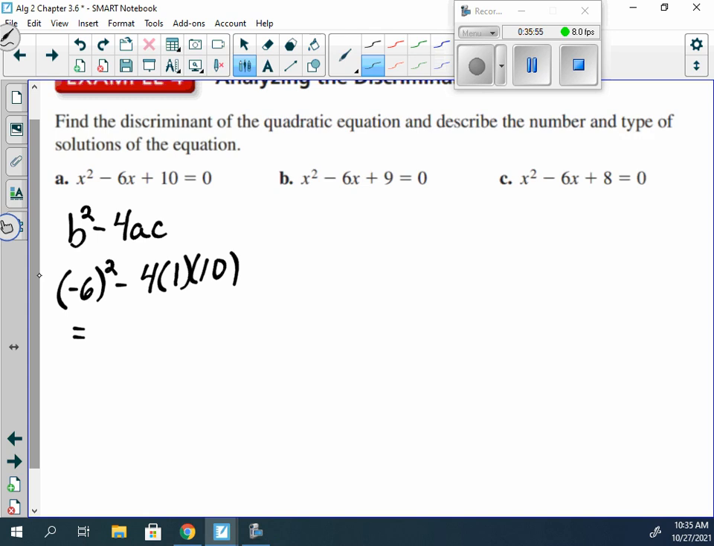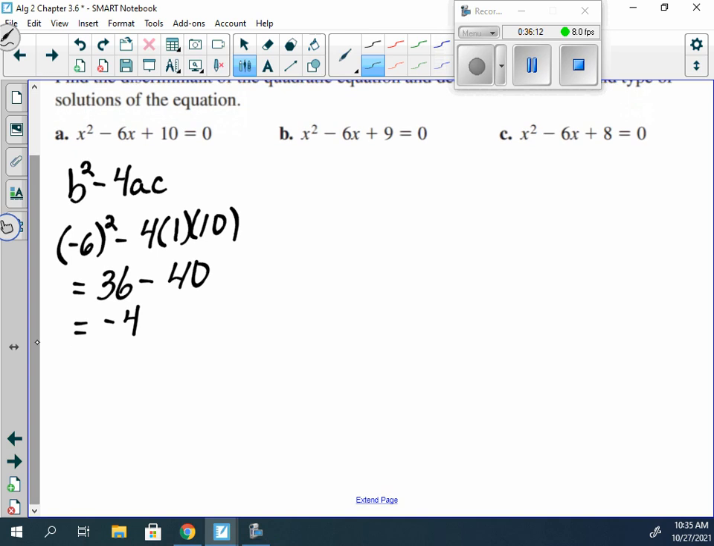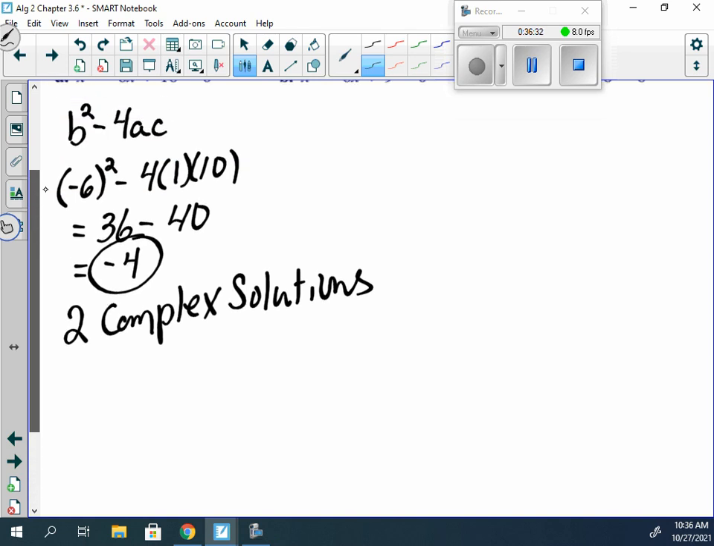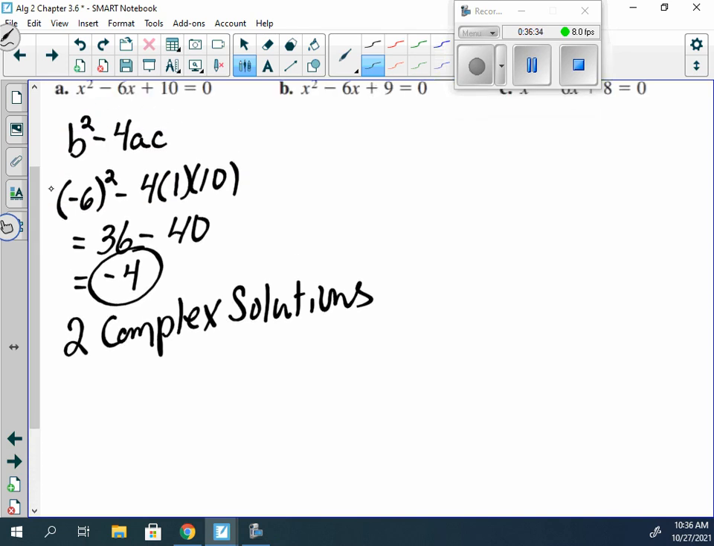At this point here, we just need to type it in to get the answer. Now, negative 6 squared would be 36. 4 times 1 is 4, times 10 is 40. 36 minus 40 is negative 4. So the discriminant is negative 4, which is less than 0, so we will have 2 complex solutions. Any questions on this here so far?